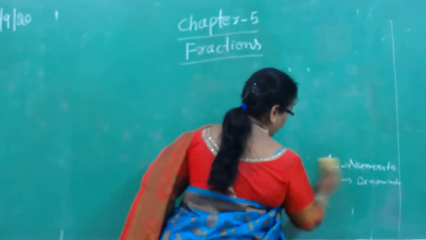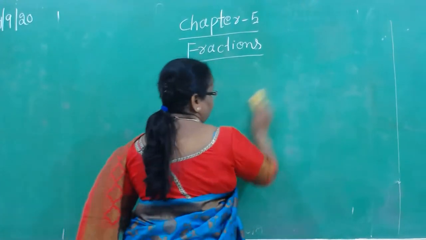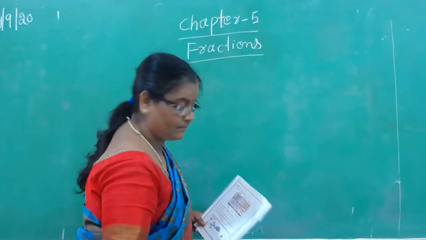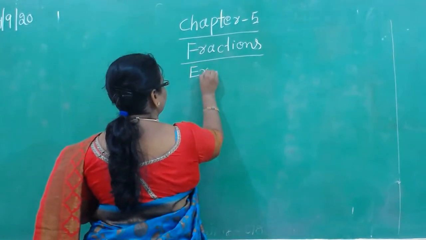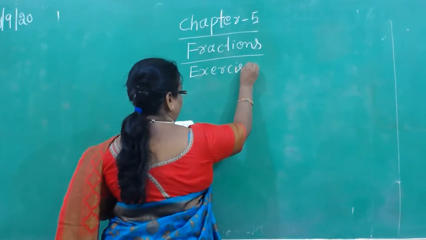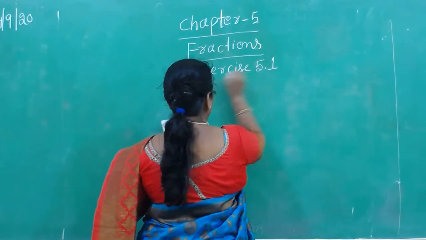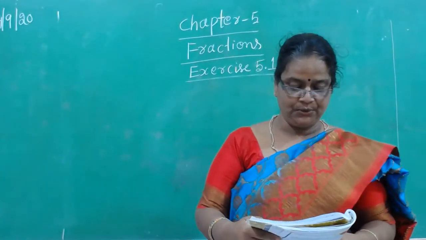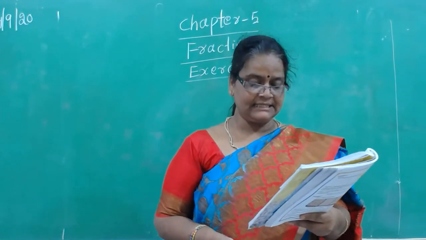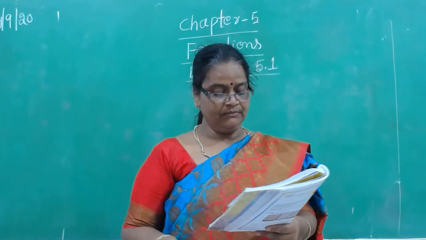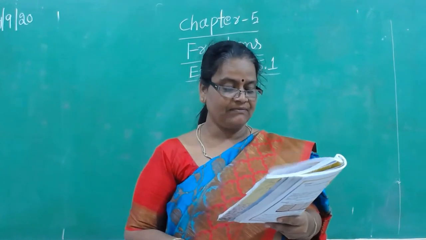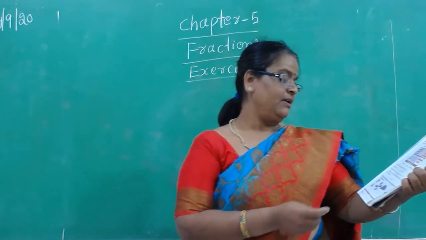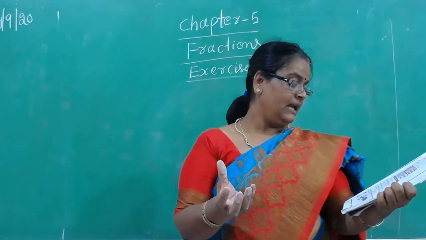So now exercise 5.1. In exercise 5.1, which of the following figures have been divided into parts of the same size? See, children, 1, 2, 3, 4 circles are given. We have to identify which figure is divided into what.